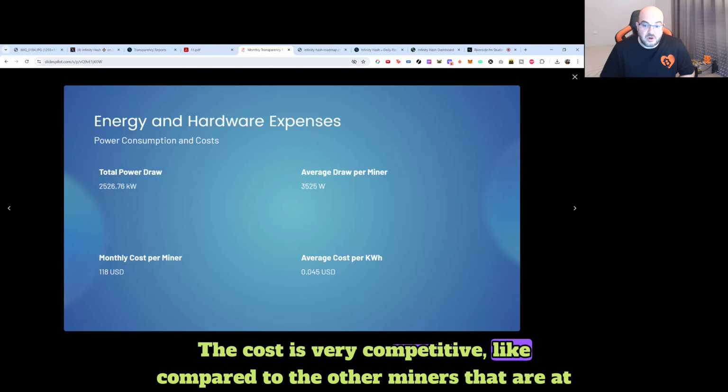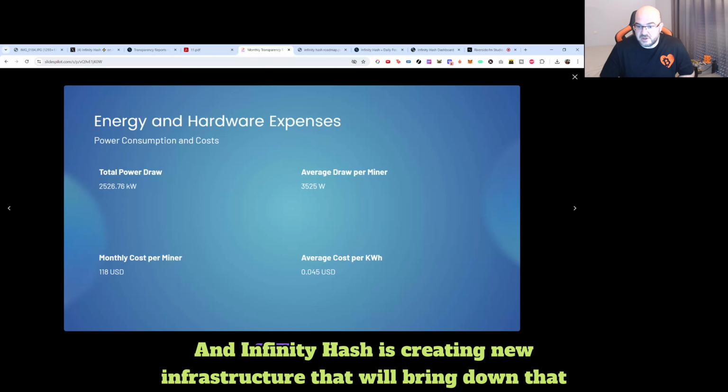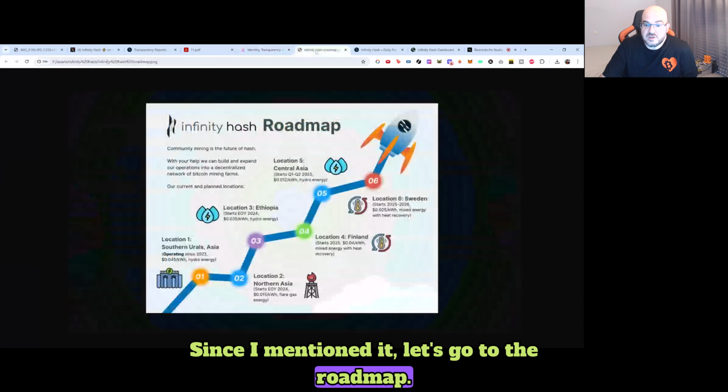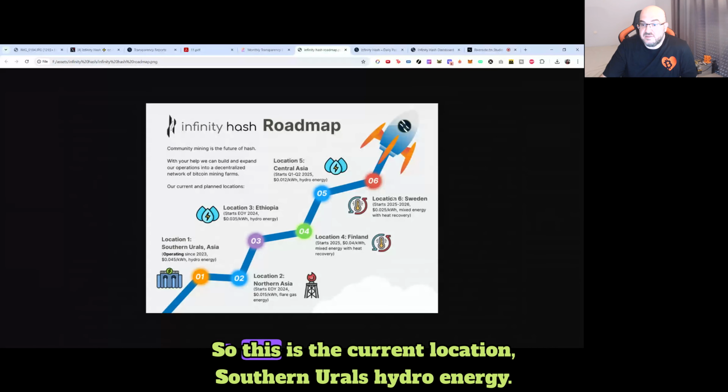The cost is very competitive. Compared to the other miners at this level, they have twice that average cost. And Infinity Hash is creating new infrastructure that will bring down that cost even more. Since I mentioned it, let's go to the roadmap. This is the roadmap that is planned ahead for the next 2 years.